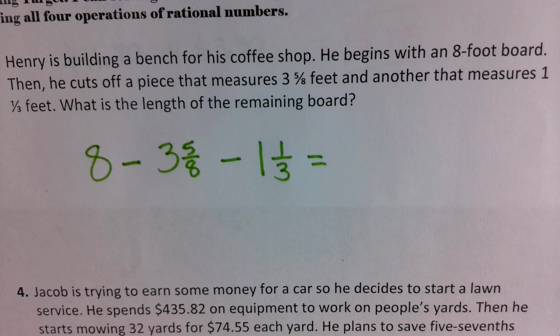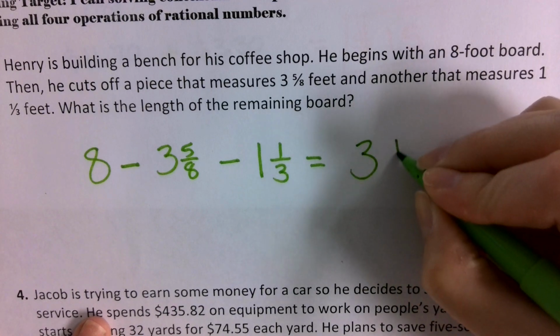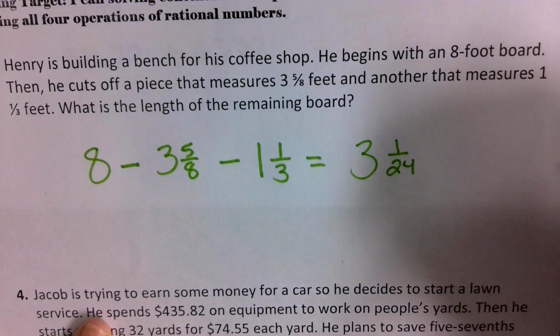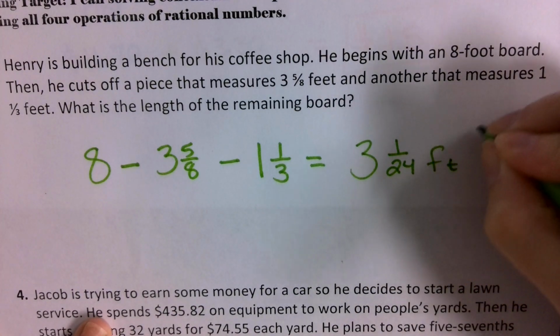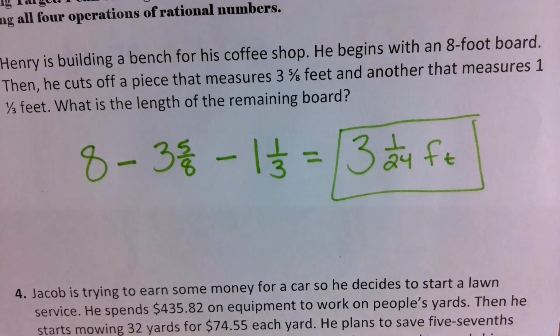So we do 8 minus 3 5/8 minus 1 1/3. Okay, that's going to give us 73/24, but we got to convert it. Don't forget to convert it into the mixed number. What is it, Ashir? 3 1/24. Good. So there's 3 1/24 feet remaining after he's cut off the wood that he's going to use for the bench. This is how much is left.